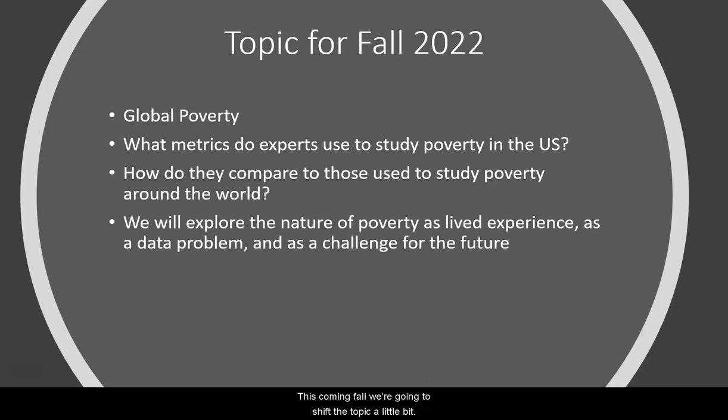This coming fall, we're going to shift the topic a little bit. We're going to keep the same framework for the course. We'll still be using the Pandas library for Python, but we're going to pivot our topic to think about global poverty. And the questions we're going to ask include, what metrics do experts use to study poverty in the United States? How do these metrics compare to the way we study poverty all around the world?